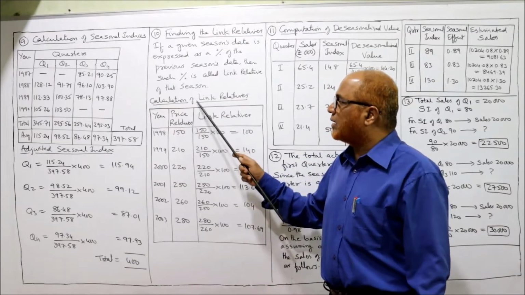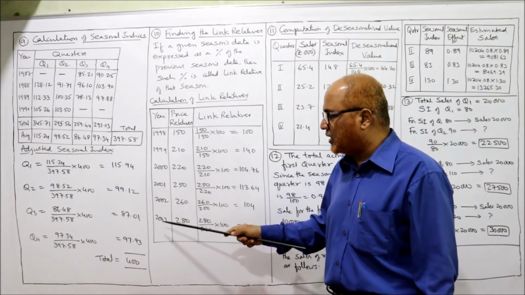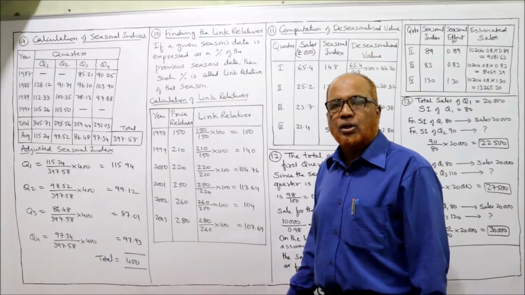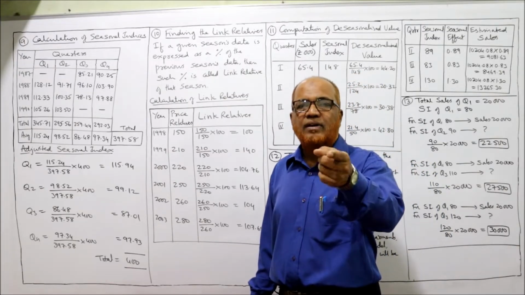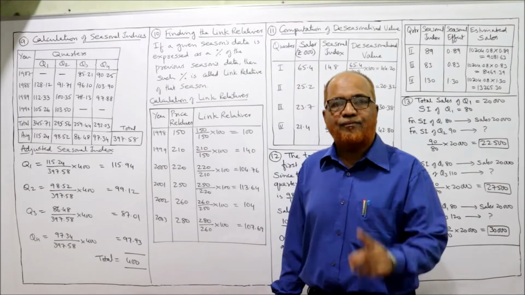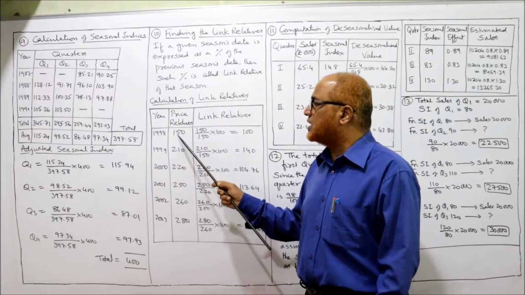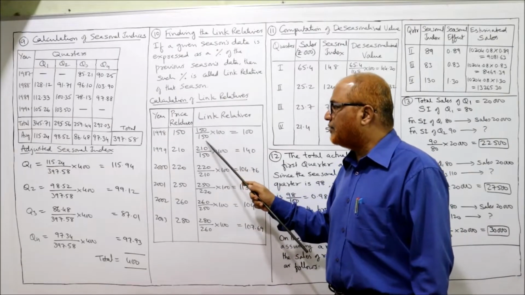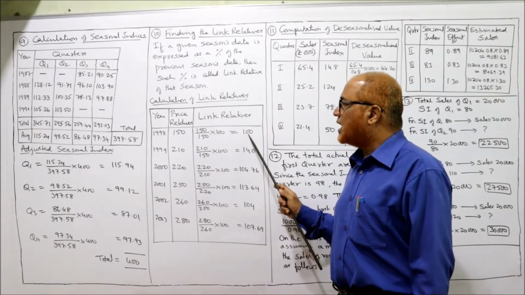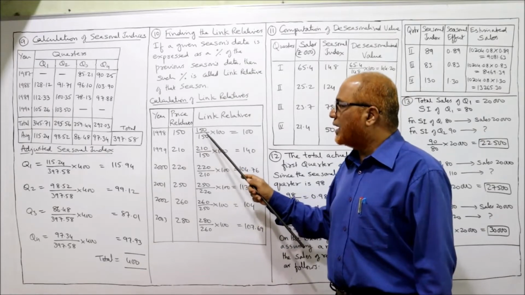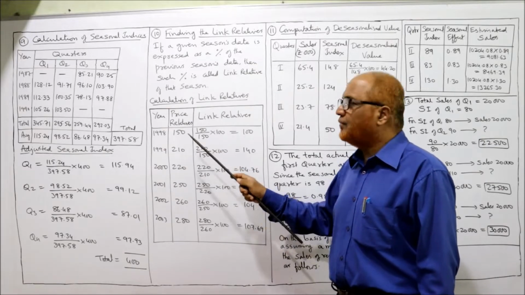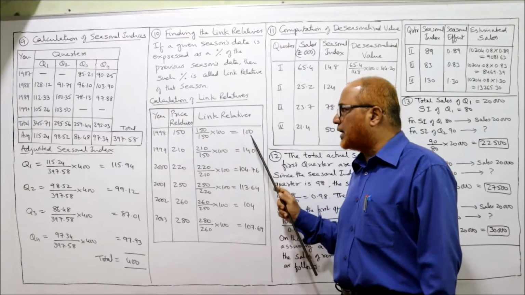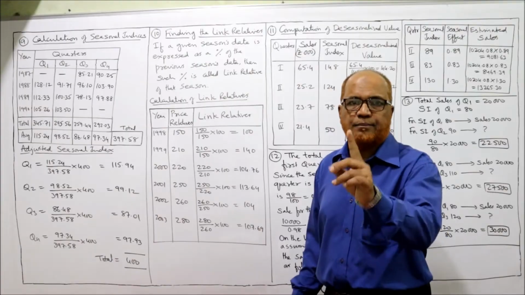So in our problem, for calculation of link relatives, years are given 1998 to 2003 and price relatives are given. For the first year, the price relative and link relative will both be the same. What is the price relative of the first year? 150. So the link relative will also be 150. 150 divided by 150 into 100 is 100. We assume the price relative of the previous year is 150, so 150 by 150 into 100, 100 will be the link relative for the first year.